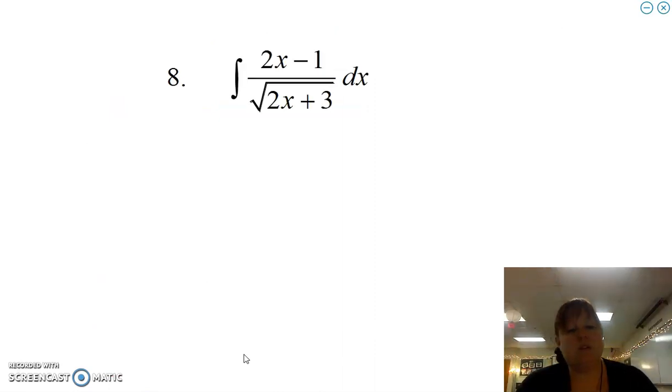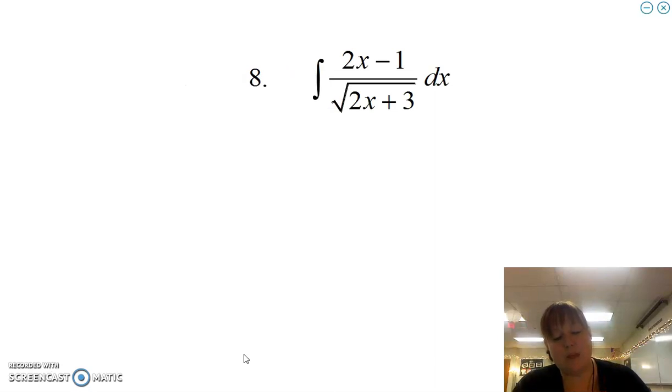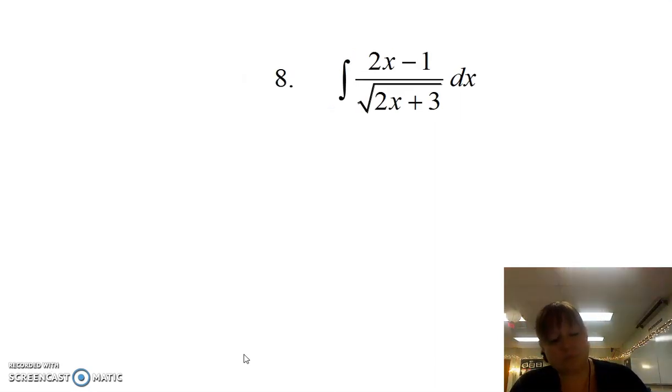This is the most, we're going to look for the most complicated thing, and we're going to sub in, right? So what's the most complicated one? What's the peanut in here? What's the function inside of a function? It looks like 2x plus 3 is our function inside of a function. So u should equal 2x plus 3.